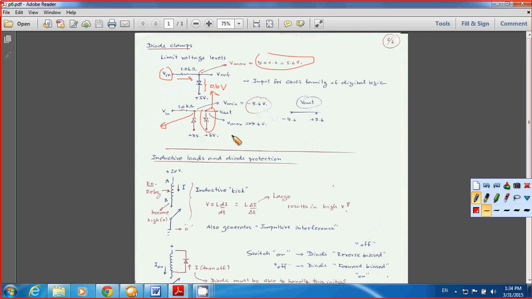You think about it: V minimum has to be negative 5.6, because when it's on, the voltage across this one has to be 0.6. Okay, let you think about it. So your V out is going to be in the range of negative 5.6 to plus 5.6. This is what we call diode clamps, and this limits the voltage level.